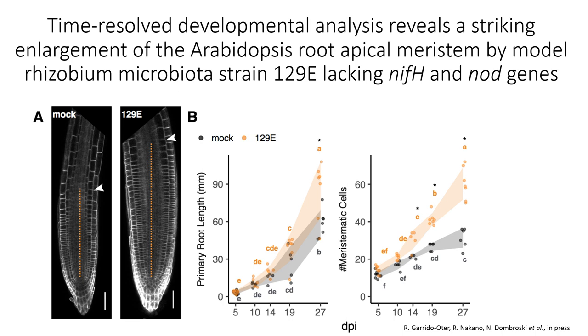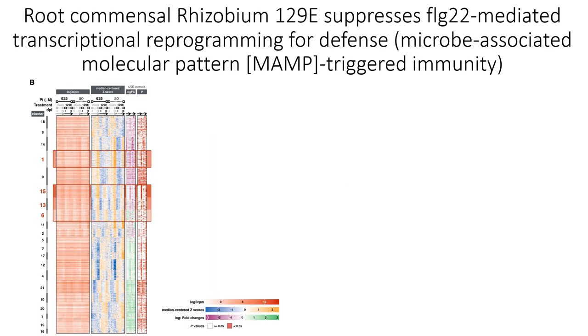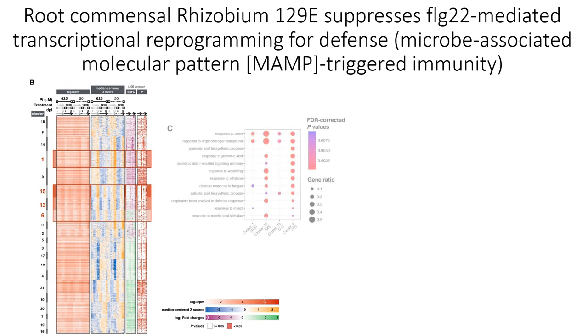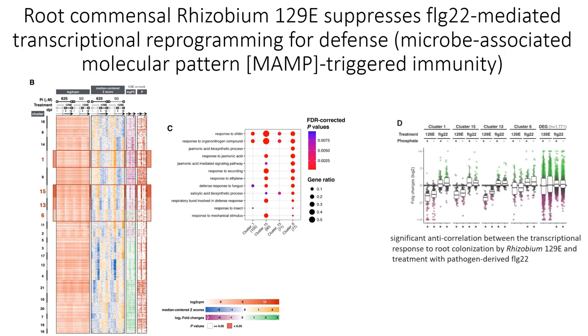So that is something that we still don't know. Now, because of these profound changes of these rhizobia on root morphology, Thomas was interested in looking at transcriptional changes in Arabidopsis roots following colonization with these rhizobia. And he conducted time-resolved RNA-seq experiments, and to make a long story short, he identified four clusters: 1, 15, 13, 6.